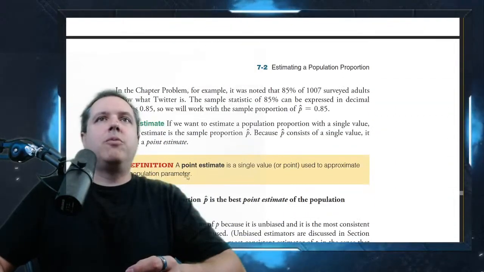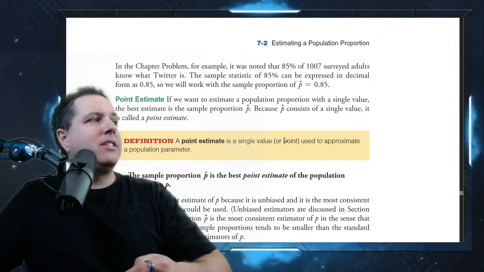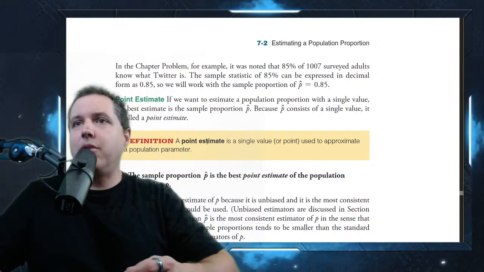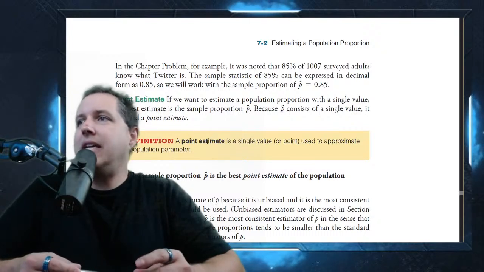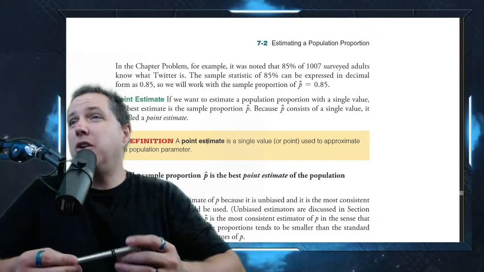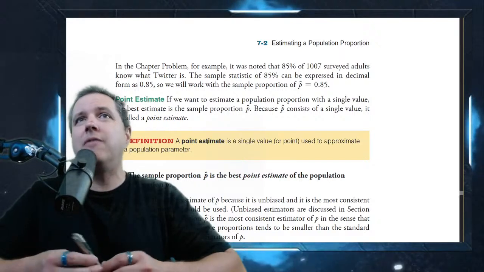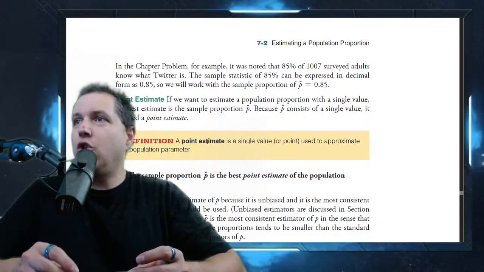Right, and then here's our formal definition. A point estimate is a single value or point used to approximate a population parameter. So it's like your best guess, but it's usually going to be wrong. It's going to be in the right neighborhood of the right thing, but it's going to be incorrect.